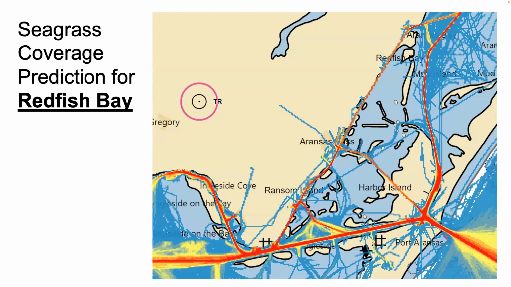It would be great if we could predict the seagrass coverage just like we predict weather. So I'm excited to share how our group dealt with the prediction model. We use machine learning and deep learning models to try to predict the seagrass coverage. And first, I will introduce how we apply the machine learning and deep learning models to the Redfish Bay.